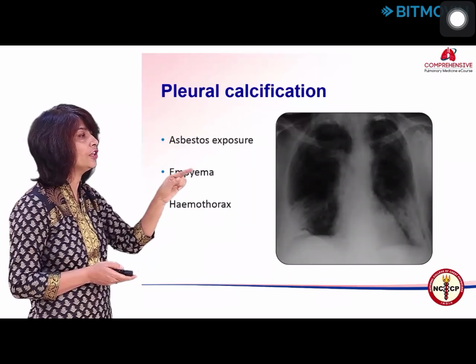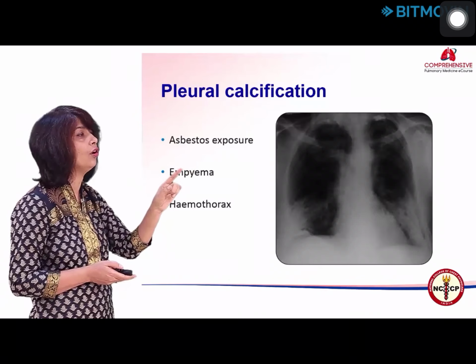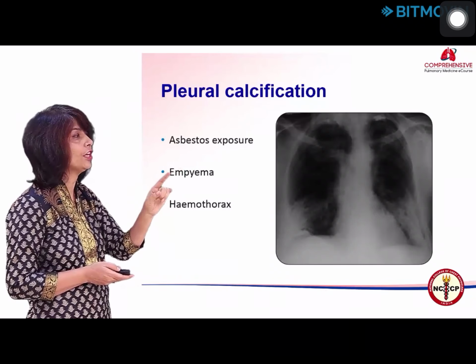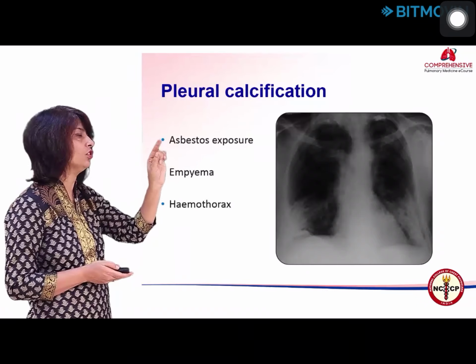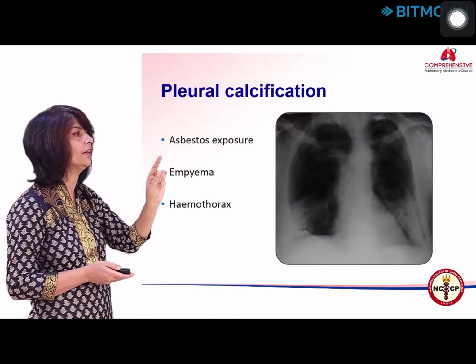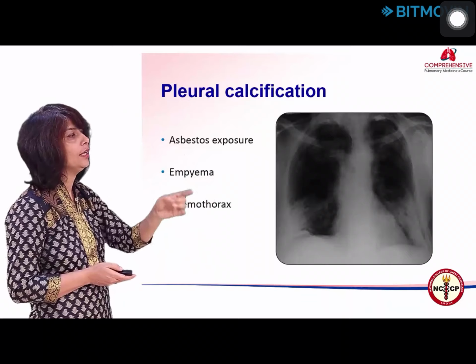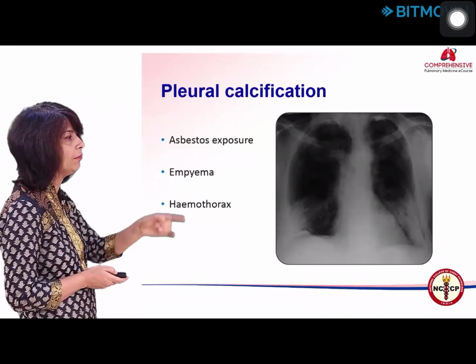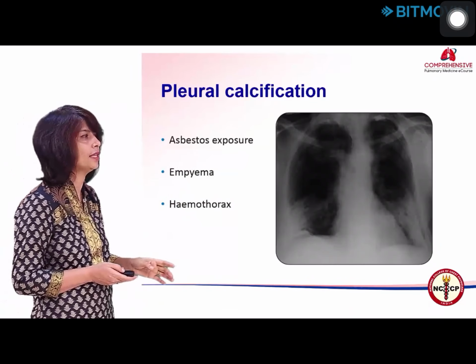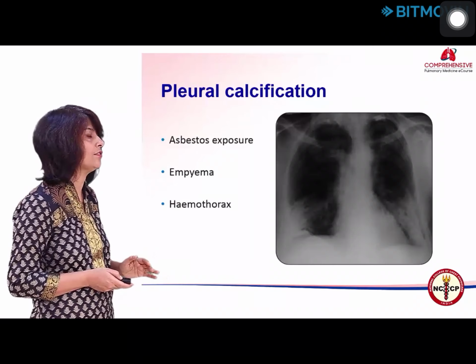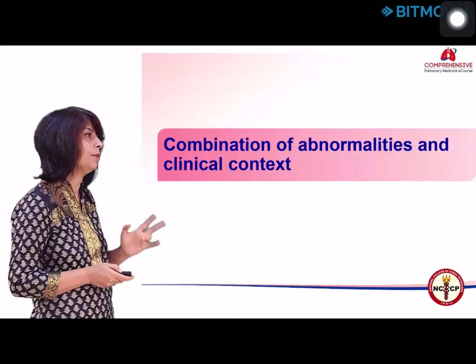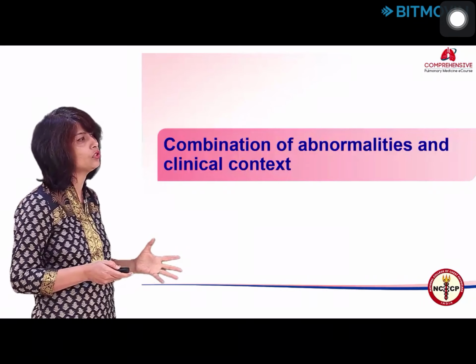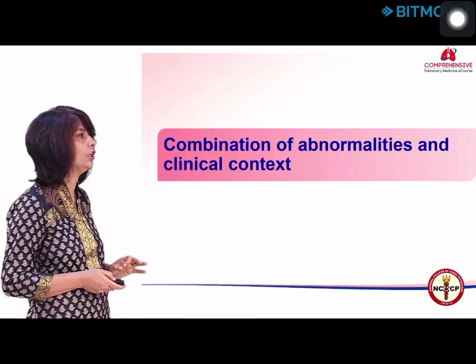So this configuration is characteristic of pleural calcification. Although asbestos is a common cause of pleural calcification, it doesn't give rise to this calcification. This happens only when the empyema heals or the hemothorax heals, because the asbestos calcification is very fine. Okay, now we do a couple of illustrative cases and we close by putting all our knowledge together.